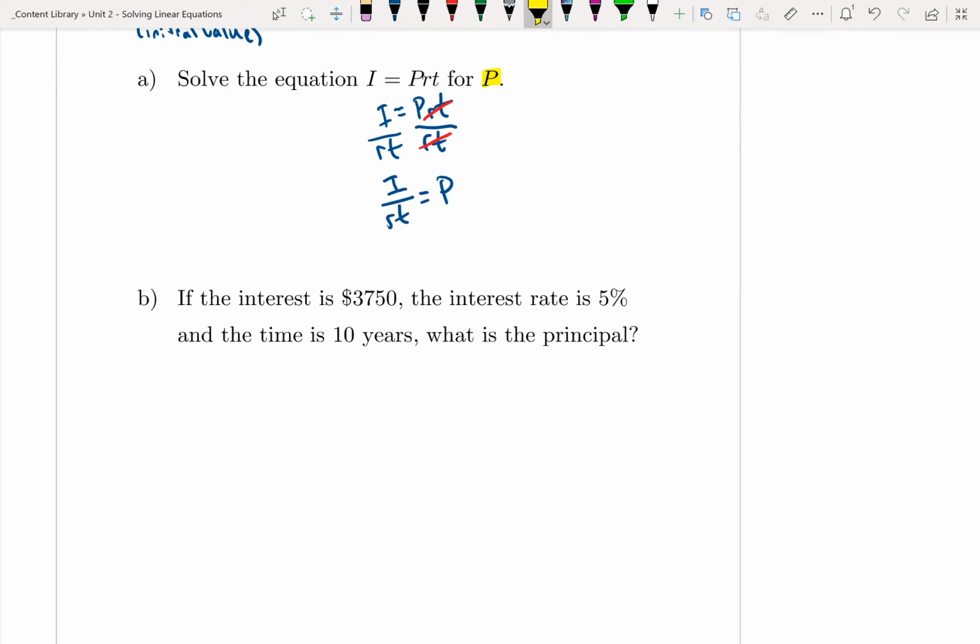Now, in the next part, if we're told what the interest is, we're told what the interest rate is, and we're told what the time is, and we want to solve for what is the principal, now we can do that rather than plugging everything in and then solving for it. So we have our formula, P equals I over RT. I don't know what my principal is, but I know my interest is 3,750 divided by my rate.